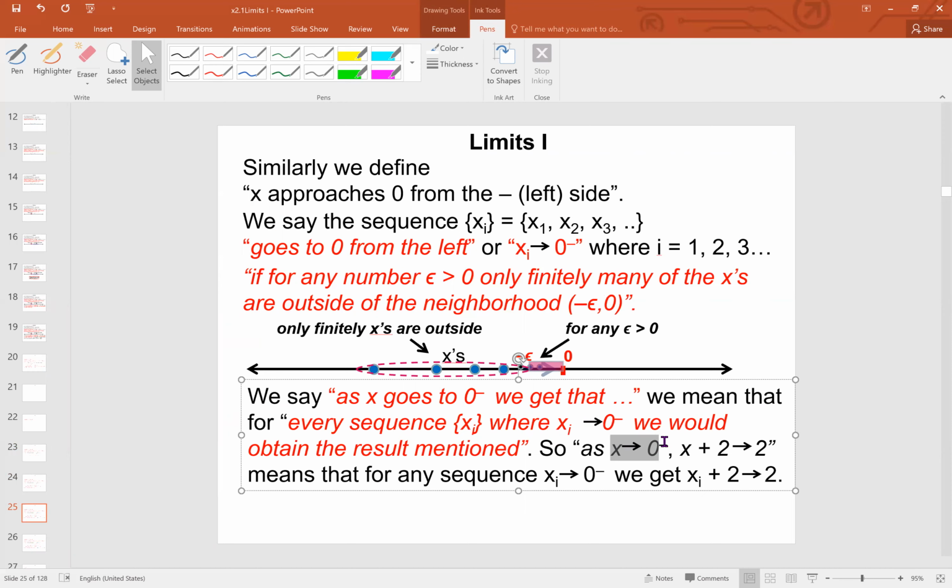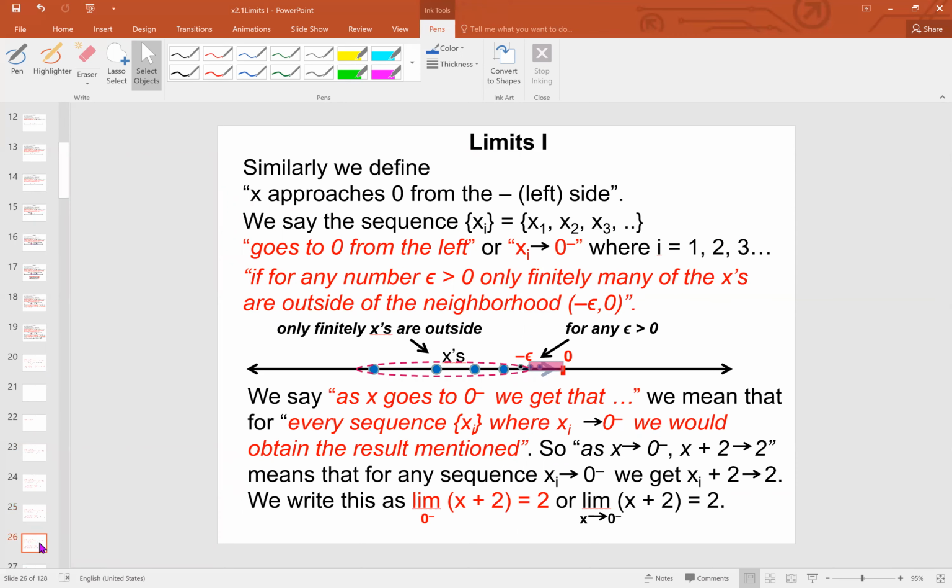Then I plug those numbers into x plus 2, and the output again will be closer and closer to 2. The output will be slightly smaller than 2 because x is negative, just below 2, but getting closer and closer up to 2. We write this as the following limit: as x goes to 0 from the left-hand side, the formula output x plus 2 approaches the number 2.